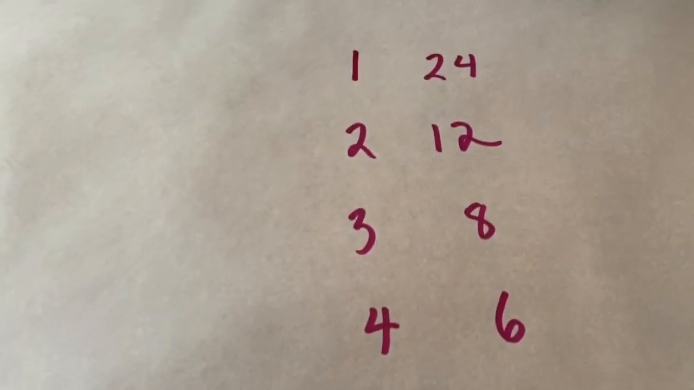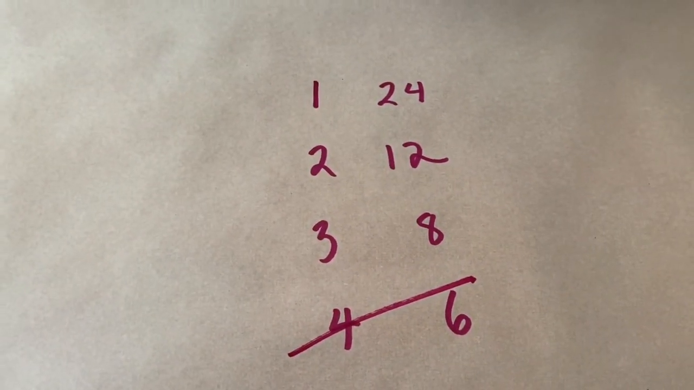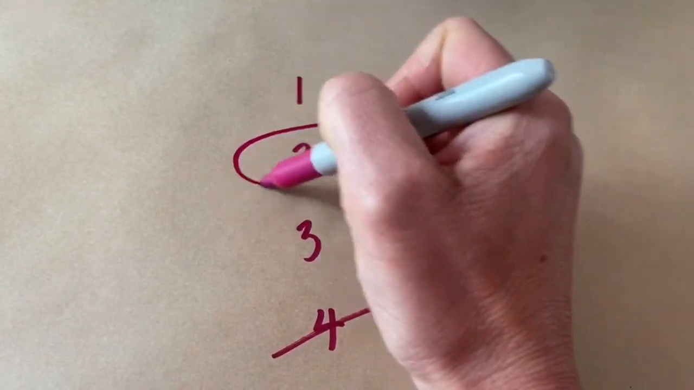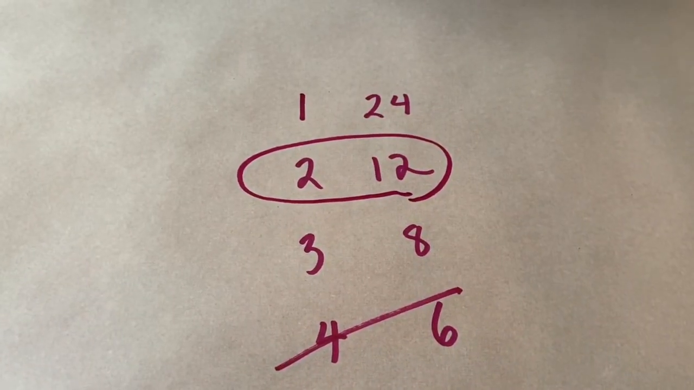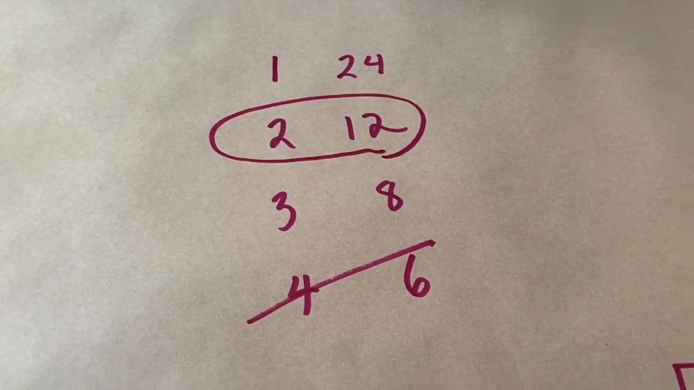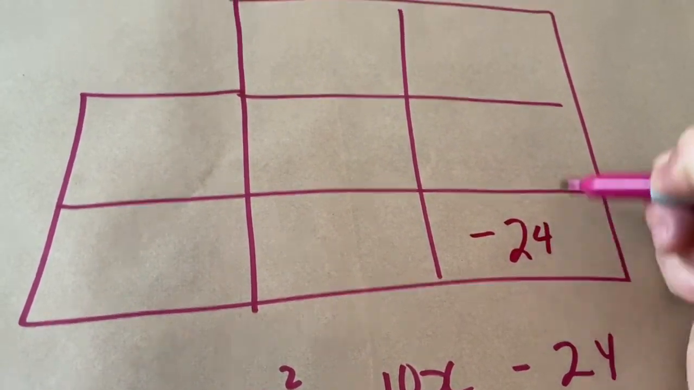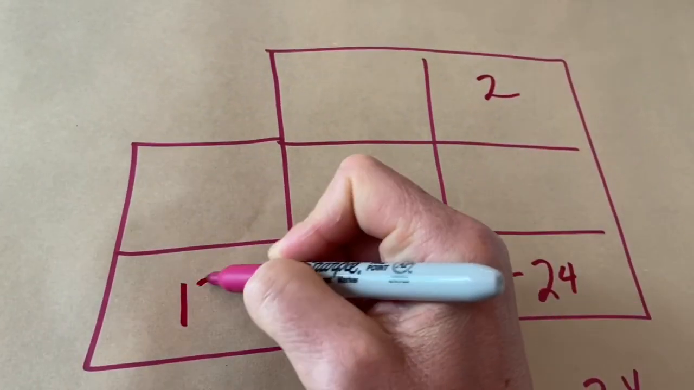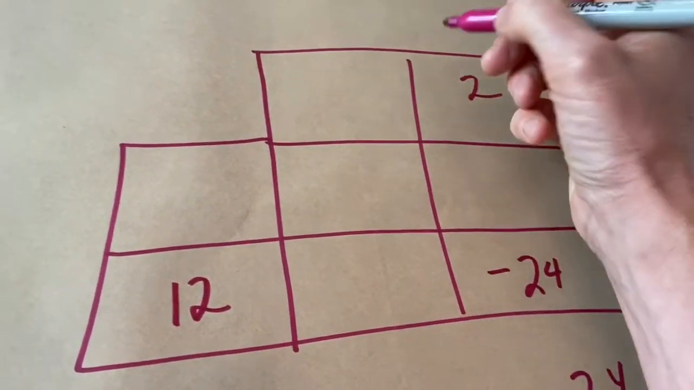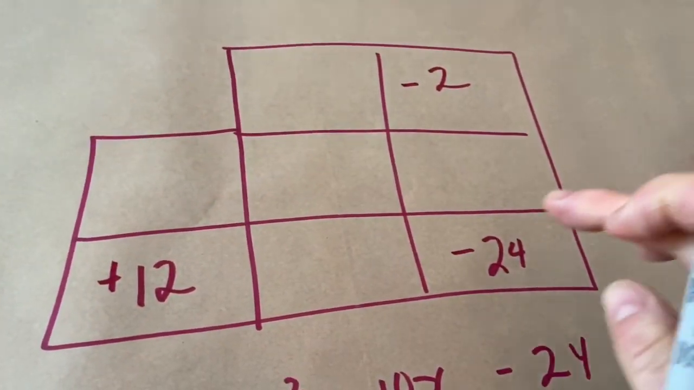I need to go back to my options, it's not 4 and 6, and find another group of numbers that could give you a 10. When I look at 12 and 2, I realize that if one of those were negative, then I could get a negative 10. So I'm going to put negative 24 here, and my 2 and my 12 here. I know that one of them needs to be positive and one negative. Let's make this one negative and this one positive. 12 times negative 2 gives me negative 24.